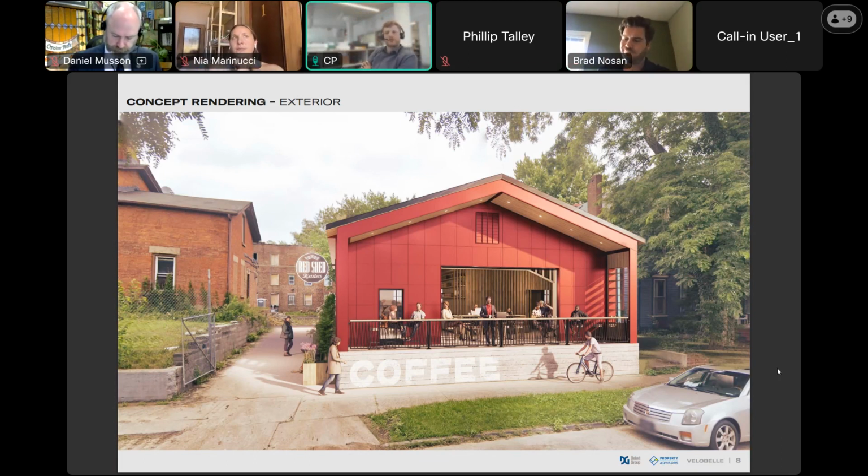I did want to bring up one item for consideration. This is brought up with an assumption that the access to the left on this rendering is not vehicular, that it's only pedestrian. Is that correct? That is correct. Okay. Dan, can you confirm that?